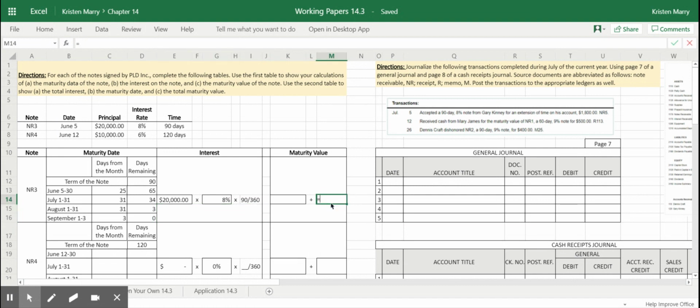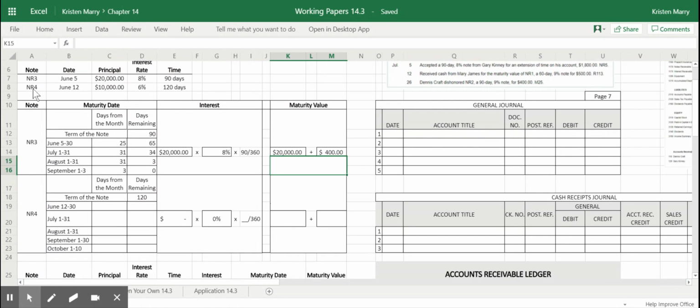So I'll do a formula equals, we'll do 20,000 times the 0.08, 8% times, I'm going to put this one in parentheses, 90 days divided by 360. Okay, so $400 in interest. This first box is for the principal amount. As you take your principal plus your interest, that gives you how much total value is owed at the maturity date.